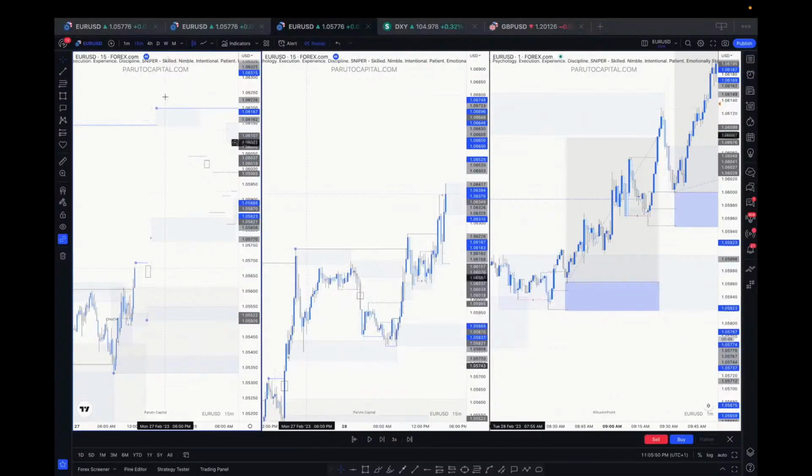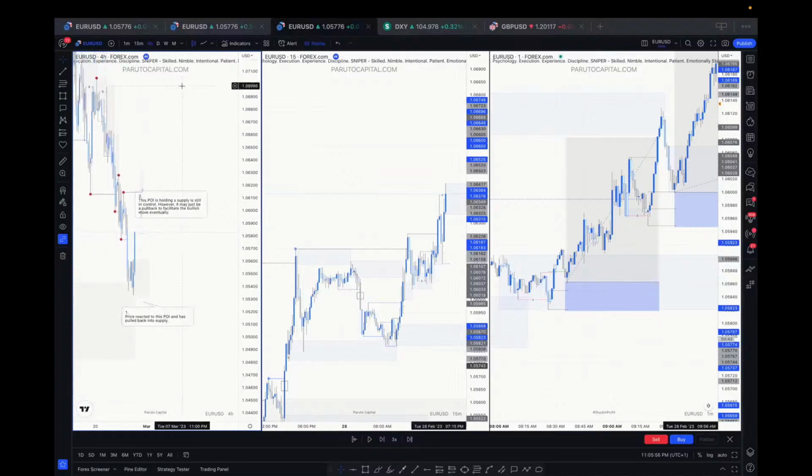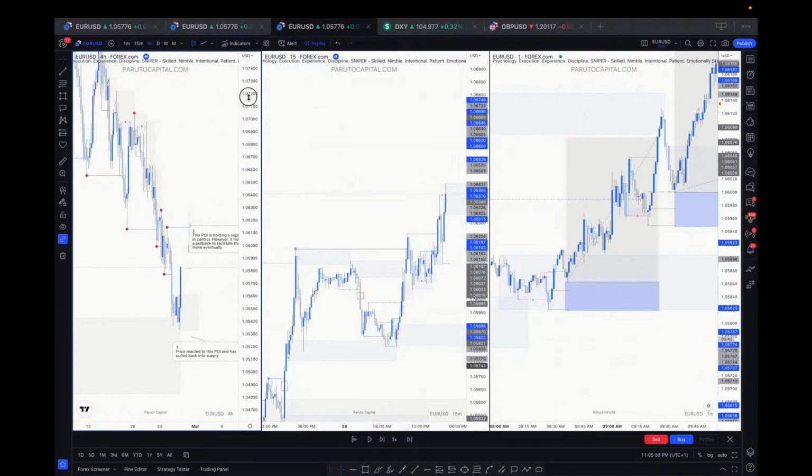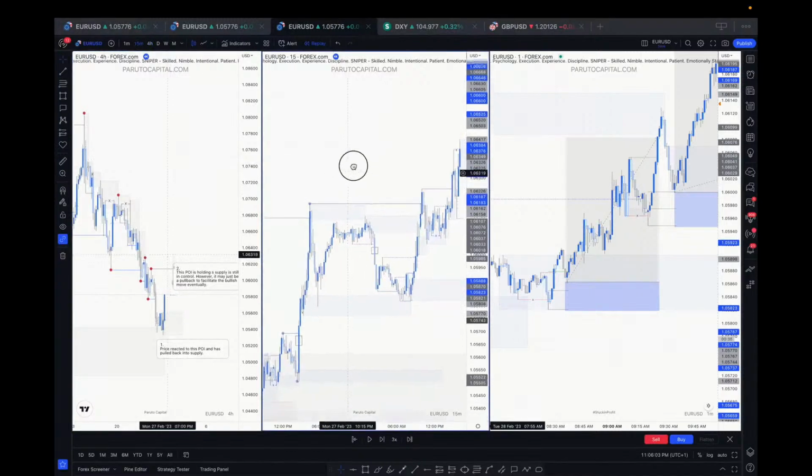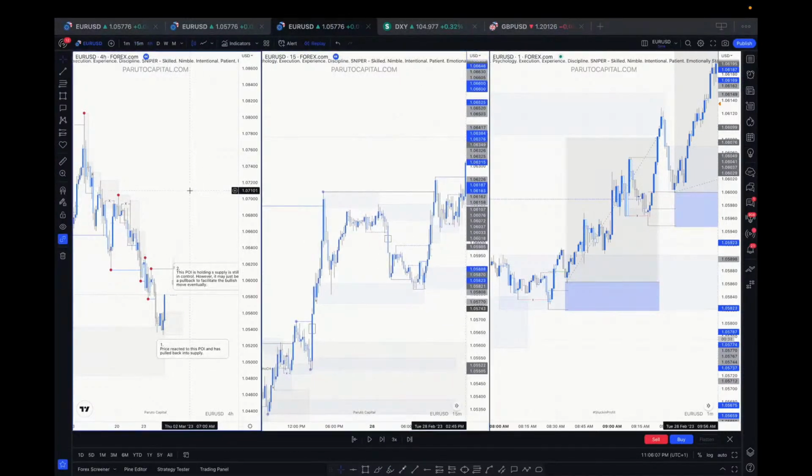Okay, hello. So welcome to this walkthrough. Now, this is one entry you need to learn how to really spot in the market, and then utilize it in your trading. And I tell you, it's just going to change a lot for you.